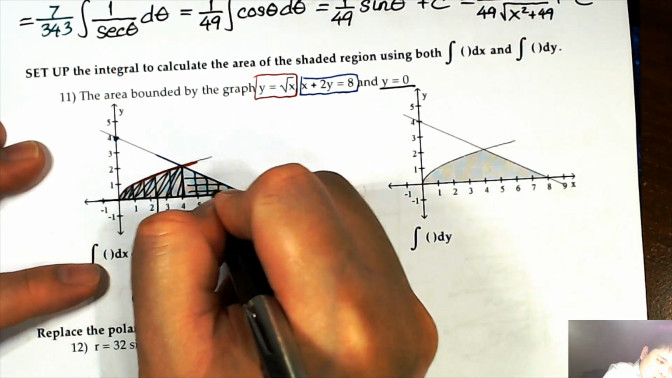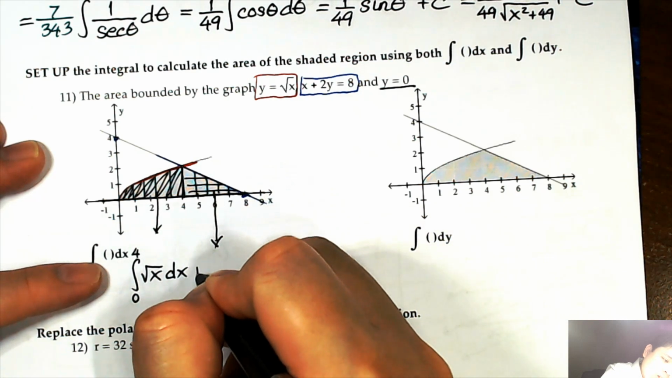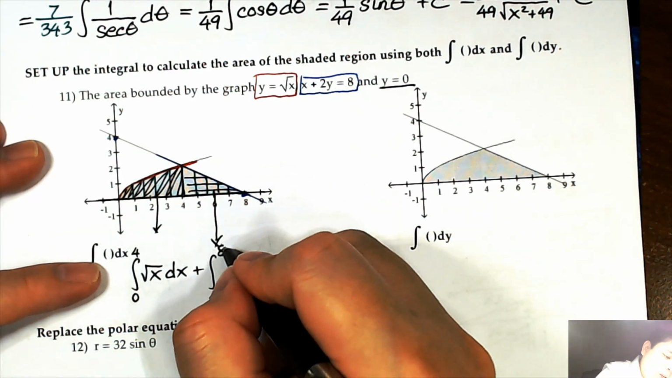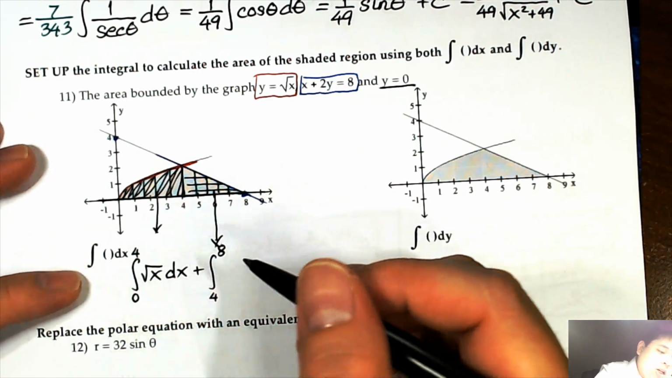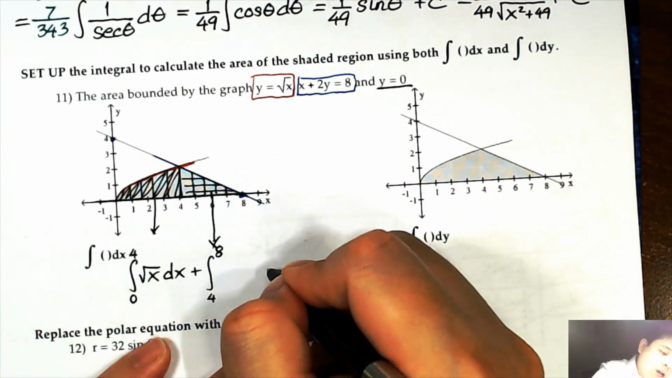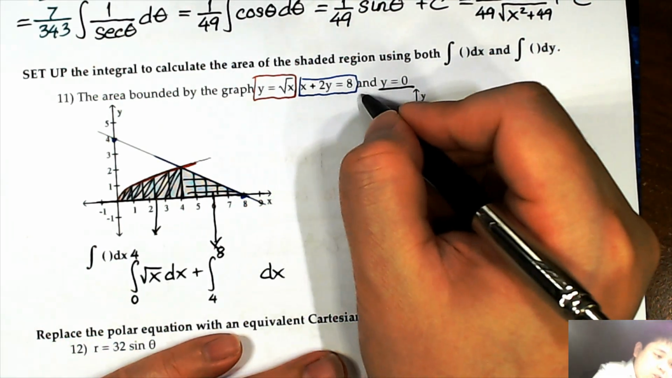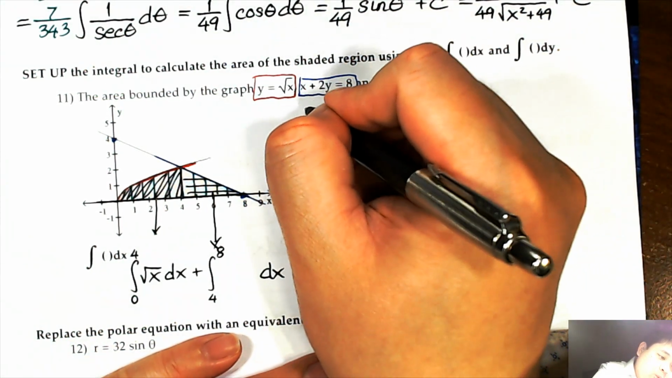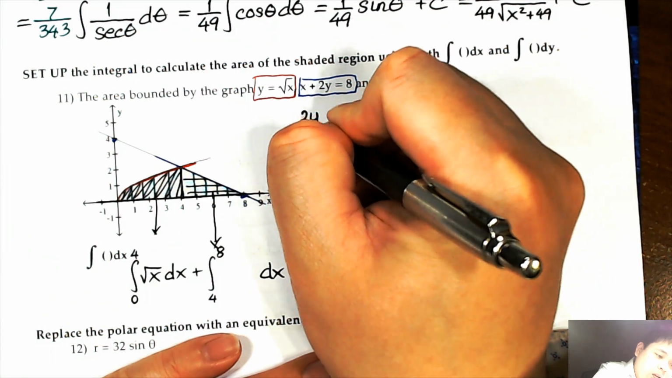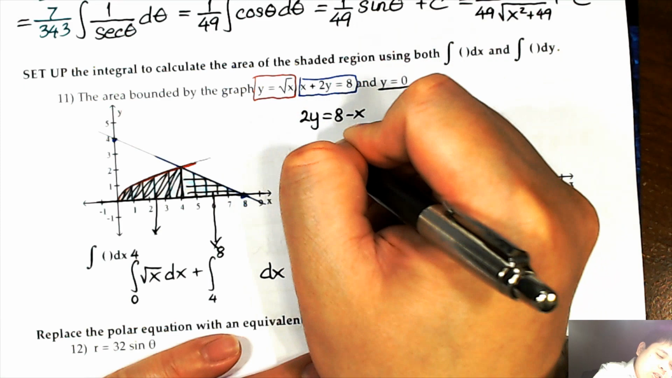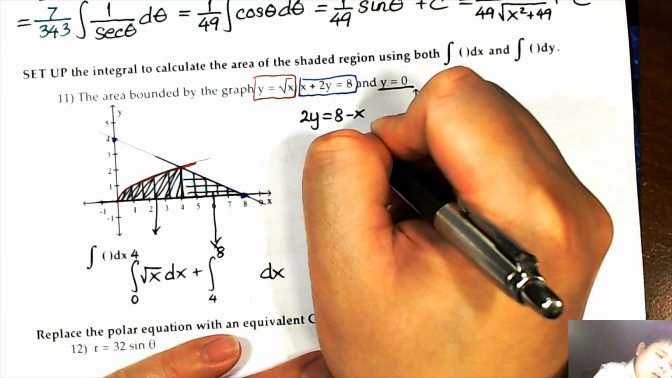And then this one from 4 to 8. The function on the top is something in terms of x, so we're going to put that here for now. Right. x plus 2y equal to 8. If we solve for y, 2y is equal to 8 minus x. So y is equal to 8 minus x over 2.